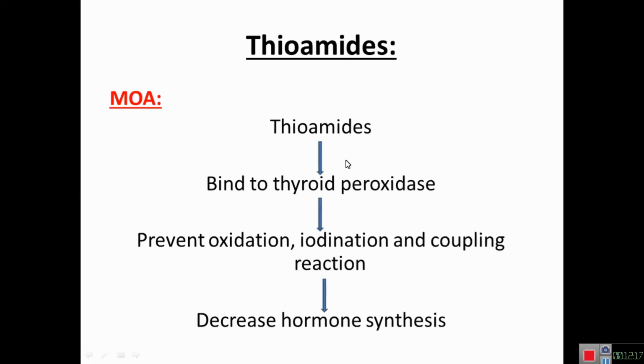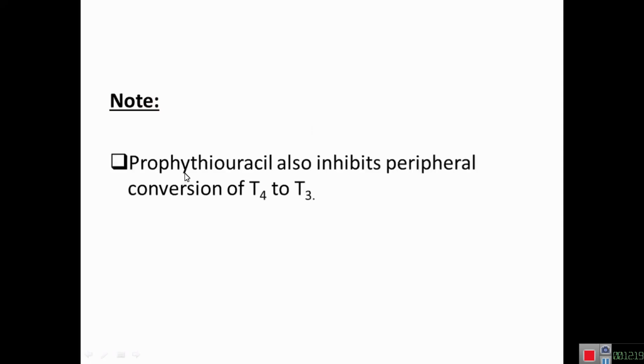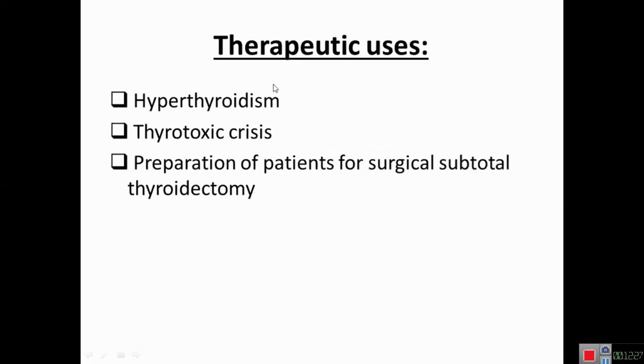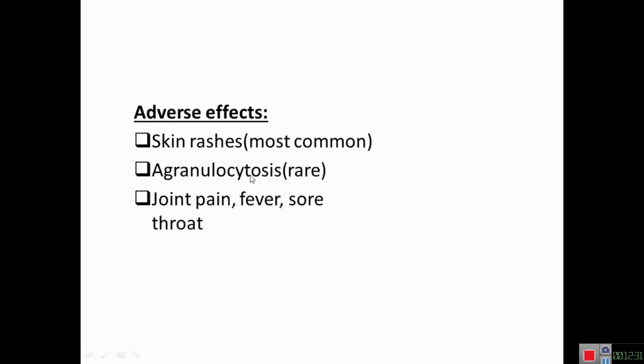So we have discussed this mechanism of action. Propylthiouracil also has an additional effect: it prevents the peripheral conversion of T4 to T3. These are the therapeutic uses of propylthiouracil. And these are the adverse effects of the thioamides, or hormone synthesis inhibitors.